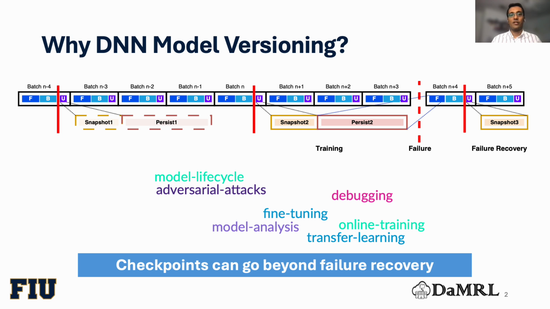DNN model checkpointing solutions are primarily designed for failure recovery, and that's what these solutions are optimized for. As you can see in the top figure, model checkpointing solutions are only concerned about the latest checkpoint. Once they persist a new checkpoint, they delete the old one to maintain space efficiency. However, different downstream tasks such as online training, model analysis and debugging, adversarial attack prevention, and model lifecycle management need access to multiple model versions. And there's a need for a low-level model versioning solution that can support these applications.